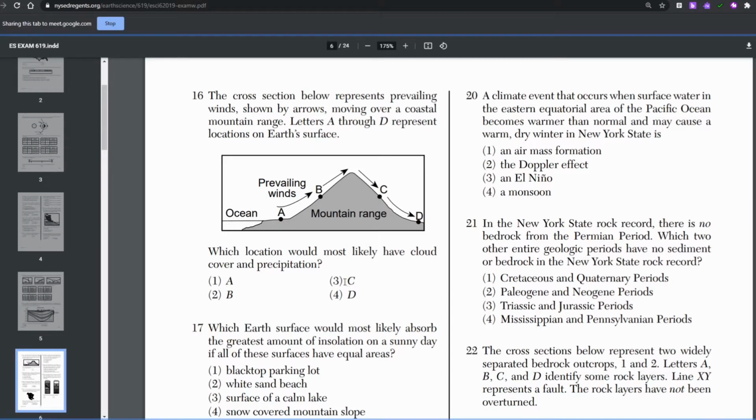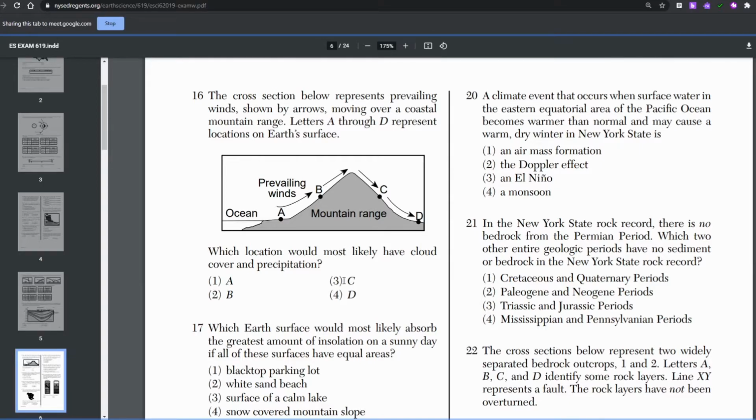All right, 16. The cross-section below represents prevailing winds shown by arrows moving over a coastal mountain range. Letters A through D represent locations on the Earth's surface. Which location would most likely have cloud cover and precipitation?